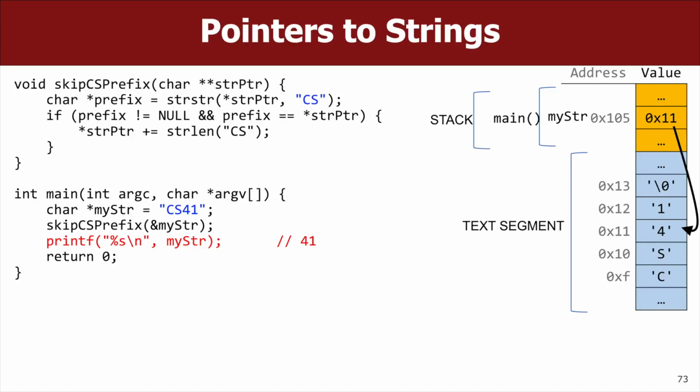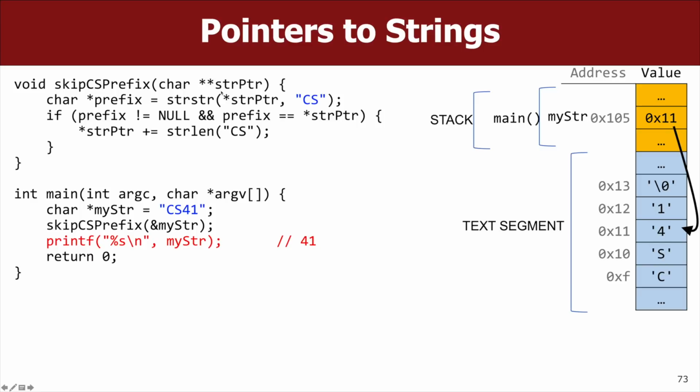So this is an overview of an example of how pointers to strings may be helpful. Specifically, if you need to change where that string pointer points to. So if you need to change where myStir points to, you can't pass in myStir. You have to pass in the address of myStir so that a pointer to that char star can be used inside this function.